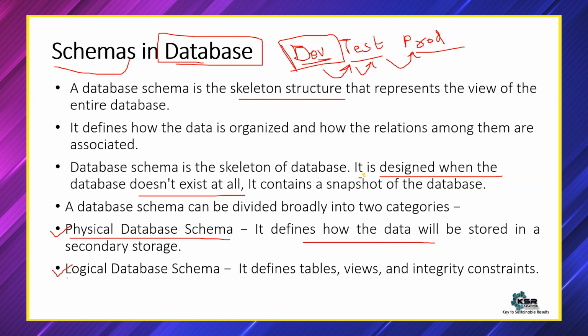Now, the second one is logical schema. Logical schema means once the database is created, if you're trying to store any specific information, it is either stored in tables, or in views, or in some other integrity constraints.